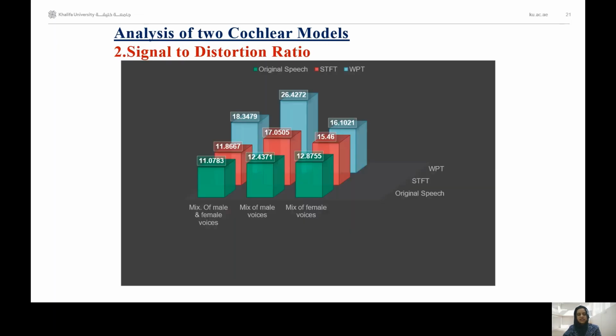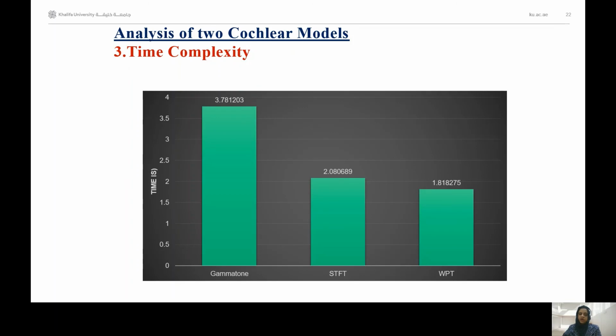Second, in terms of signal to distortion ratio also, the wavelet packet transform obtains better results in various evaluation conditions than the other techniques. In terms of time complexity, the time taken for the wavelet packet transform is just half that of the Gammatone filter bank, and it is also very much less than the short-time Fourier transform.